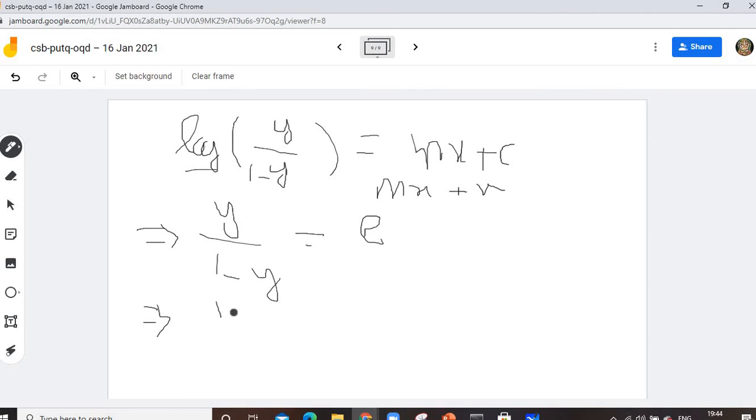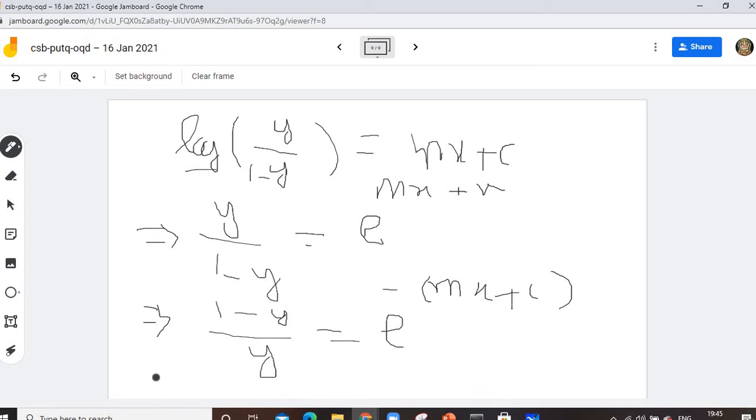I will convert this like this. The numerator goes to the denominator and the denominator goes to the numerator. Then this value will be e to the power minus (mx plus c). So this will be e to the power minus (mx plus c).